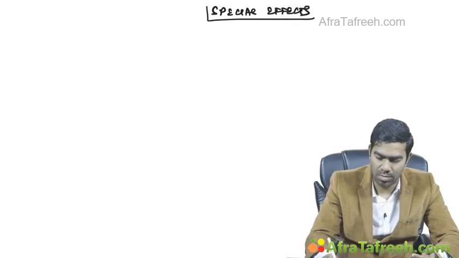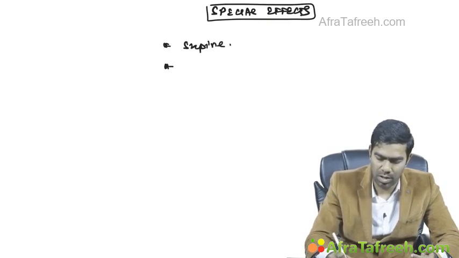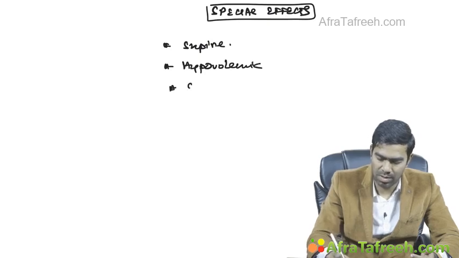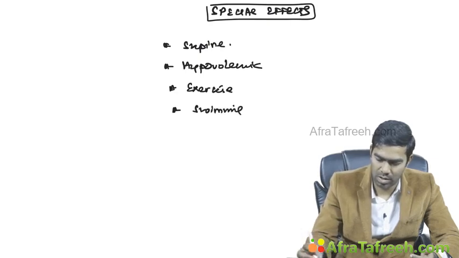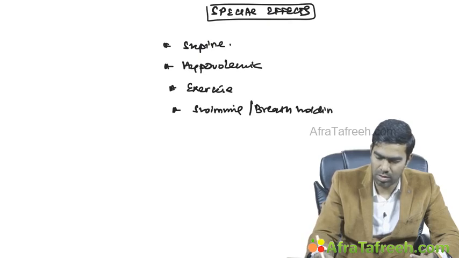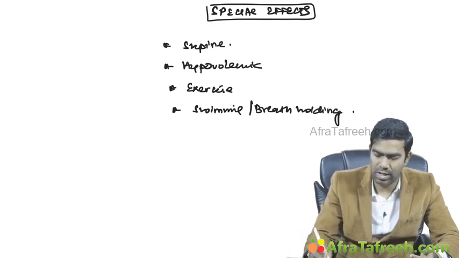Okay, then let us see some of the special effects of this perfusion principle. We have to see some important special effects, like what will happen in supine position, what will happen when the patient is hypovolemic, what will happen when you are doing exercise, and what will happen when you are swimming or breath holding. Clear?